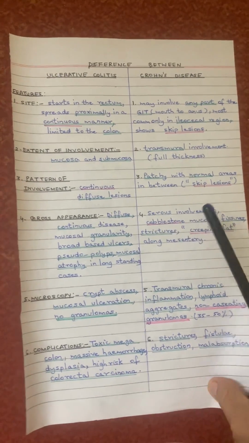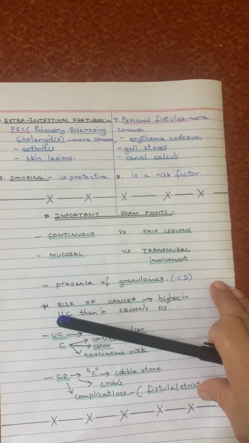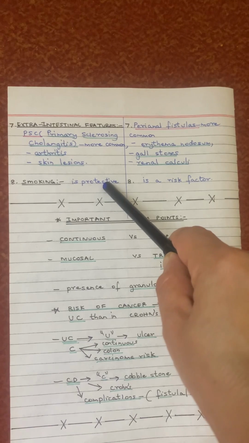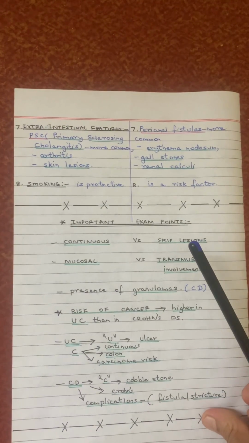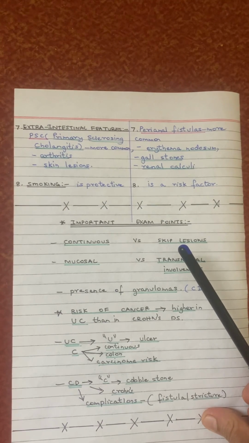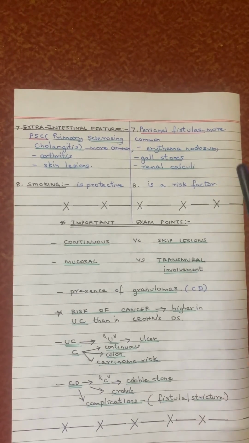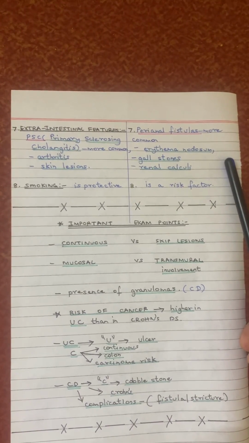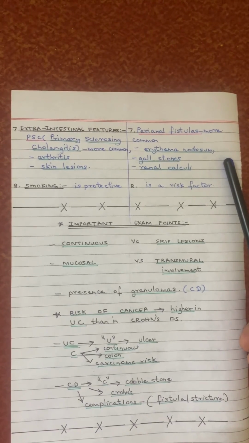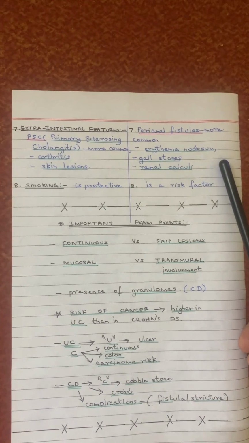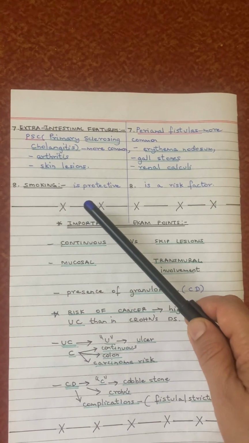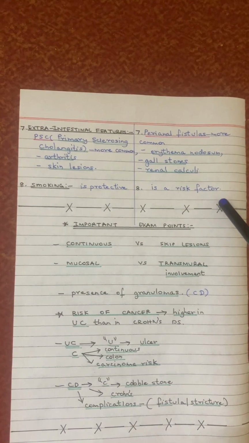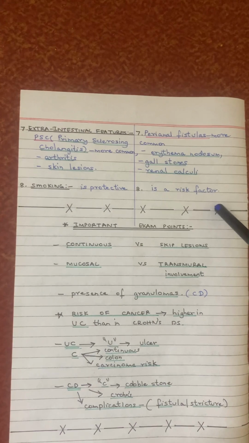Now coming to the next point of difference, that is extraintestinal manifestations. In ulcerative colitis, the most important one is PSC, that is primary sclerosing cholangitis, and others are arthritis and skin lesions. Now the most important in Crohn's disease, there will be perianal fistulas, and others are erythema nodosum, gallstones, and renal calculi. Last but not the least difference between the two, that is in case of ulcerative colitis, smoking has a protective effect, and in case of Crohn's disease, smoking is a risk factor.